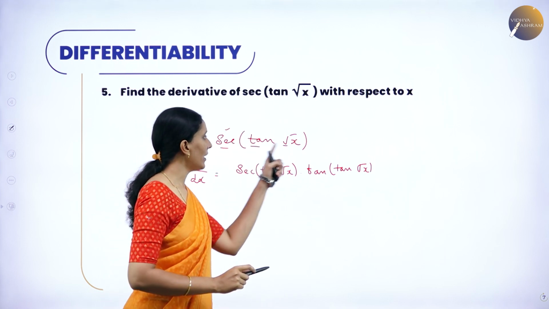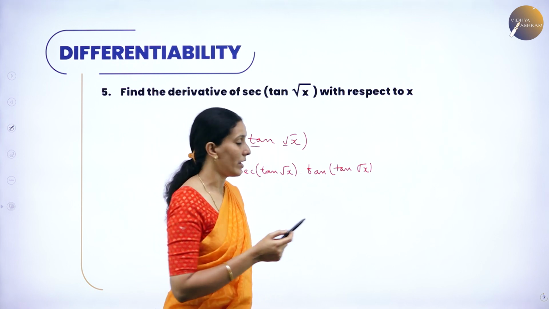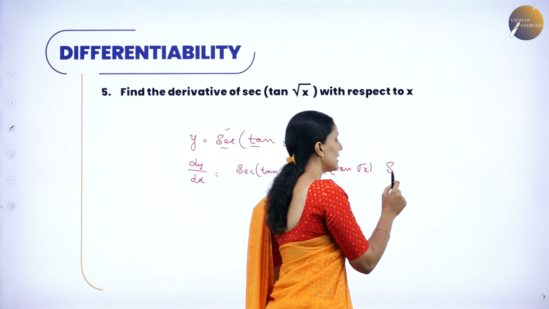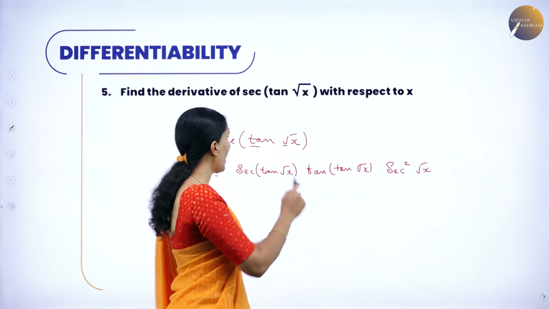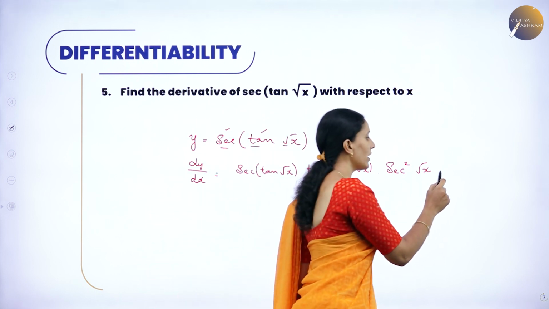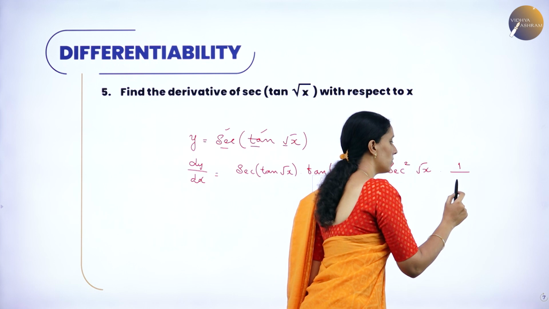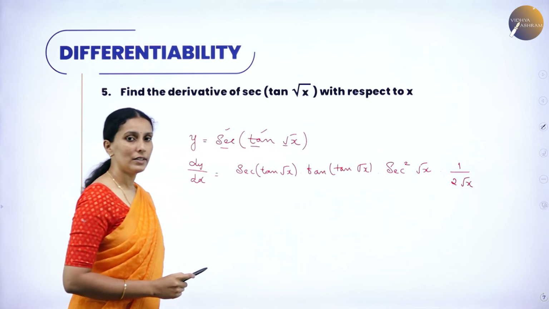Now let's derive only tan root x. What is the derivative of tan function? It is secant square. So therefore this becomes secant square root x. Now tan is also done. We'll derive root x. What is the derivative of root x? It is 1 by 2 root x. So this is the derivative.